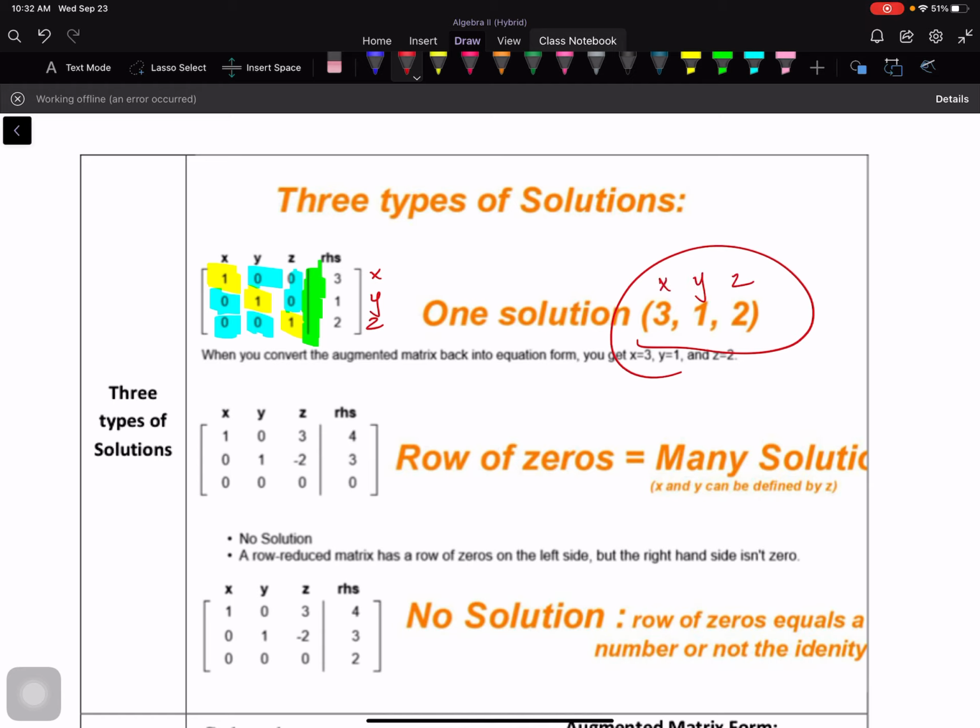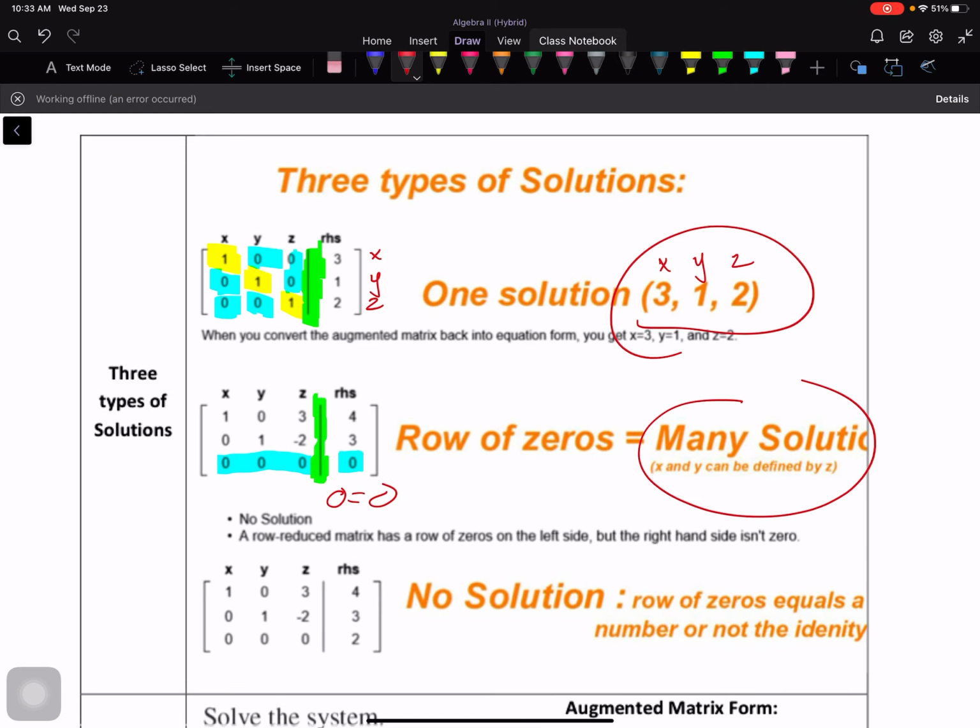Just this specific example. So if we have a row of all zeros, and then we have, think of this again like an equal sign, and then we have another 0, essentially what we're saying is that 0 equals 0, which is true, which means we have many solutions. If we have a row of zeros, and again, think of this bar as the equal sign, but now we're saying that equals 2, so we're saying that 0 equals 2. That is not true. 0 does not equal 2, therefore we will not have a solution.